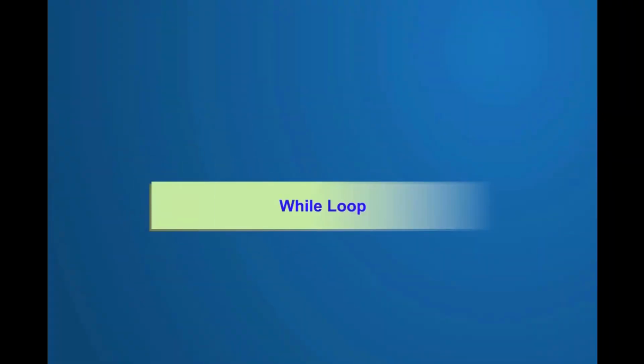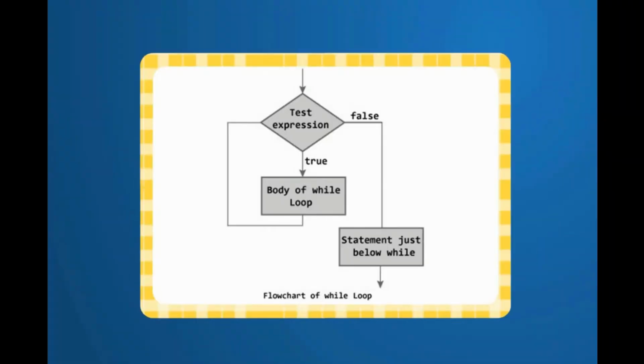Loop. While loop. While loop is one of the looping constructs which executes the block of statements associated with it till a condition specified in it stands true, and the control is shifted to the end of the while block as soon as the condition turns false.